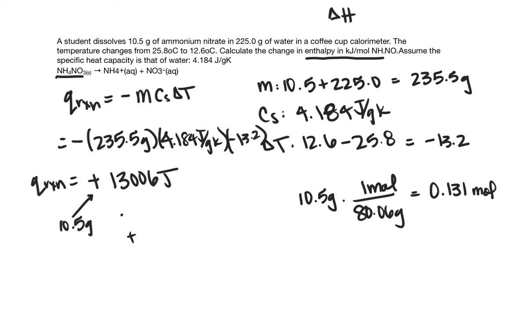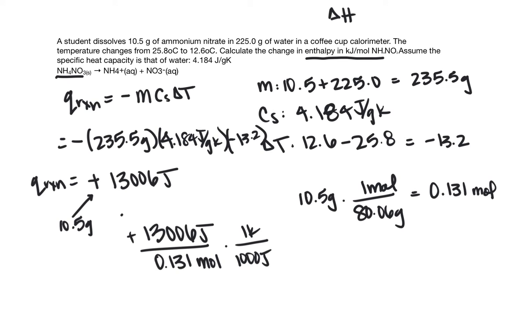So we have positive 13,006 joules per 0.131 moles. We still need to convert to kilojoules, so divide by 1,000 joules per 1 kilojoule. And then this gives me positive 99.2 kilojoules per mole.